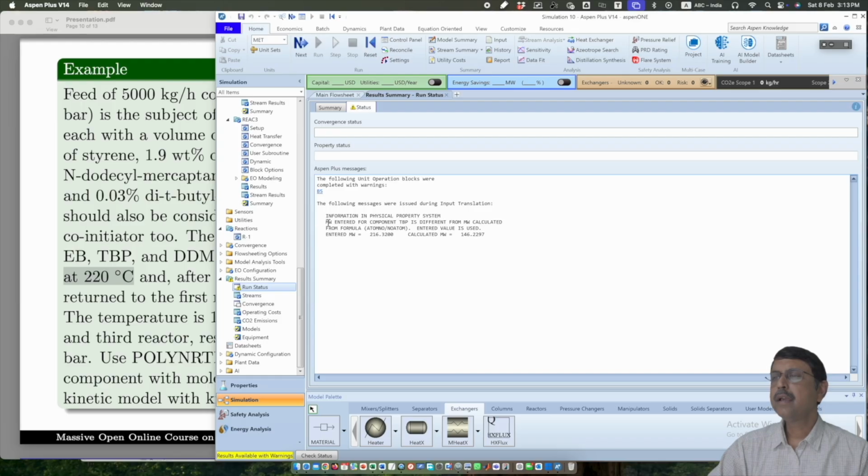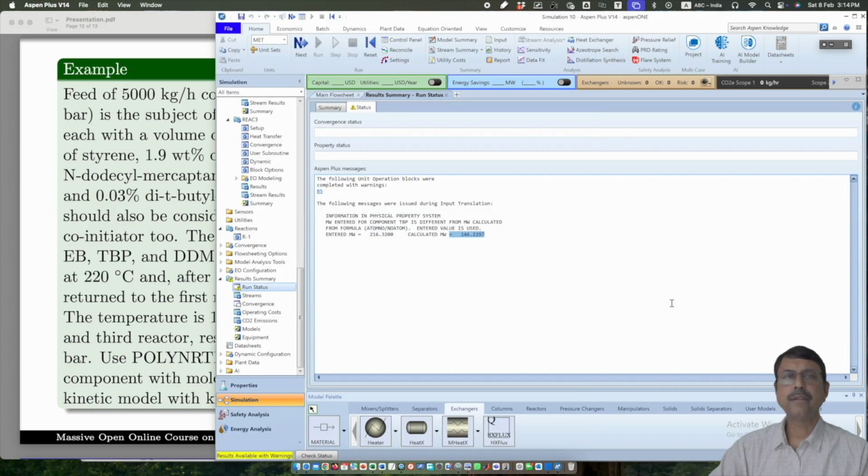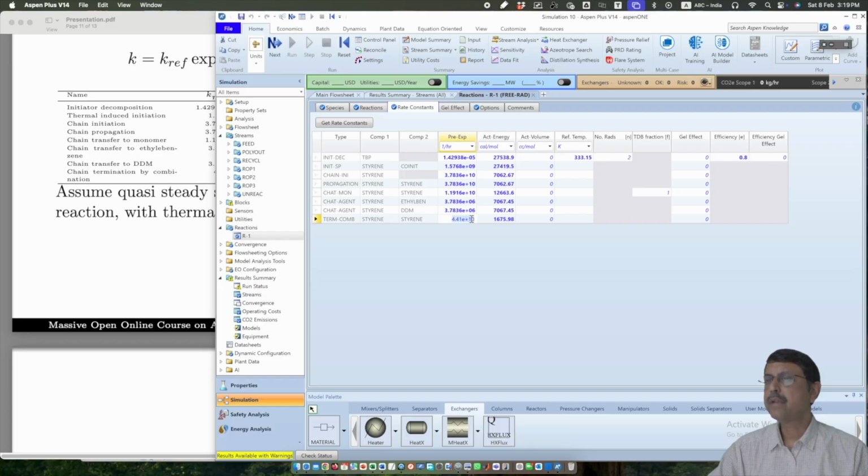Okay, here you can see the MW, or the molecular weight entered for the component TBP, is different from the molecular weight calculated from the formula. The entered value used is 216.32 because that is the value that we have entered, and the calculated value is 146. Okay, there is a problem over here. It is 10 to the power 12, but we have kept it as 10 to the power 10. So we have to change it to 10 to the power 12. And let us run it once again. Okay. Now there is no problem at all. So for this particular mistake, our results were coming with some warning.